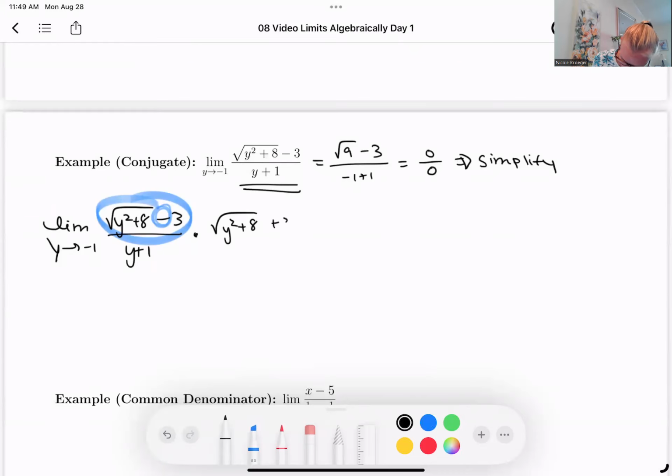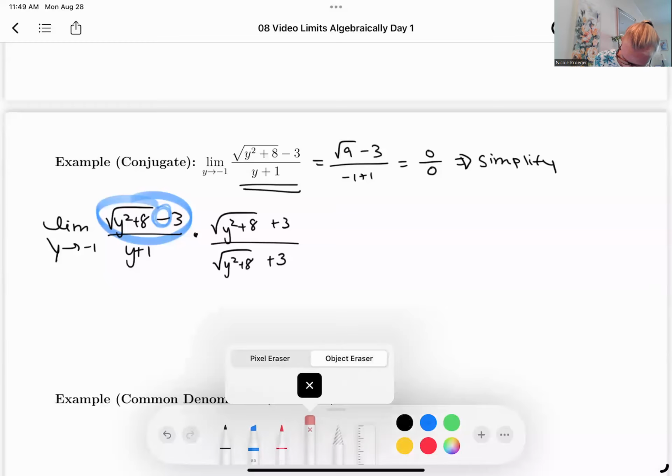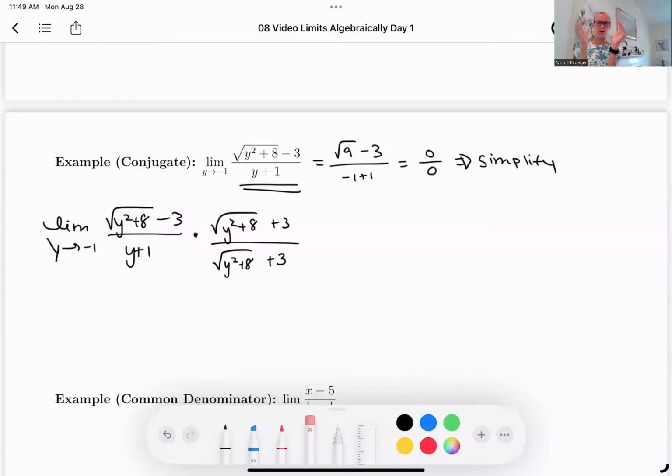We're going to make this +3. And I have to multiply the denominator by the same expression. Otherwise, I'm changing the problem. So notice that multiplying the numerator and denominator by the same thing is the same as multiplying by 1. This whole expression is just a very strange way of writing the number 1.